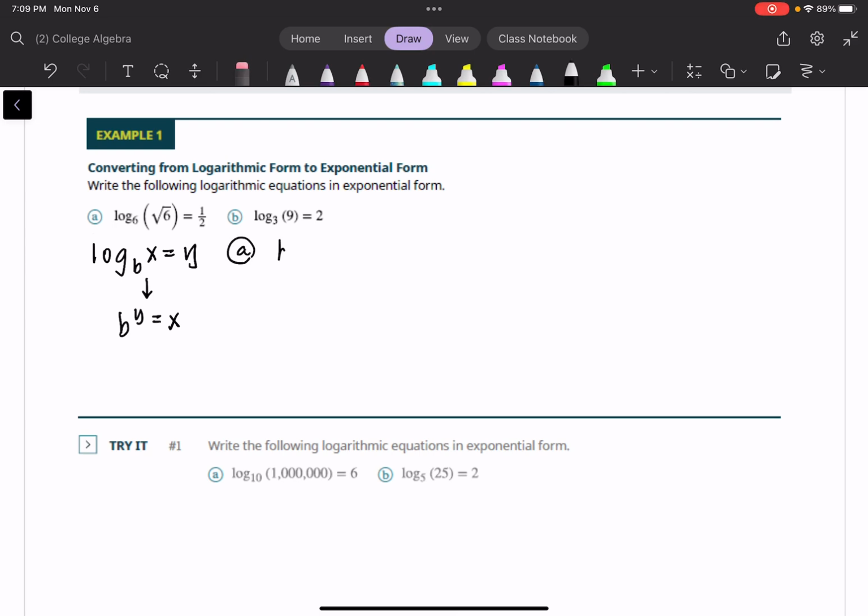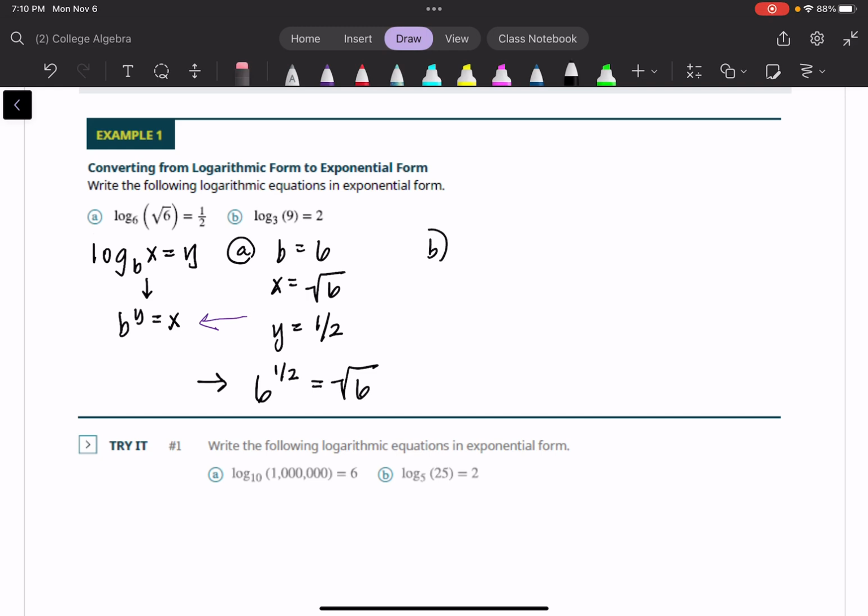So for a, the base b is 6. X, or what we call the argument of the logarithm, is the square root of 6. And y is equal to 1/2. When we rewrite this in this format, we find that this is 6 to the 1/2 power equals the square root of 6, which we know by properties of rational exponents is in fact true.